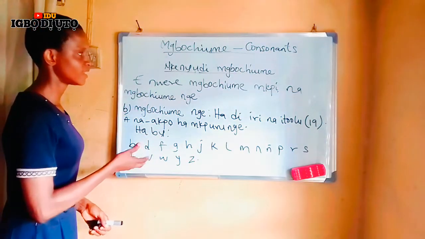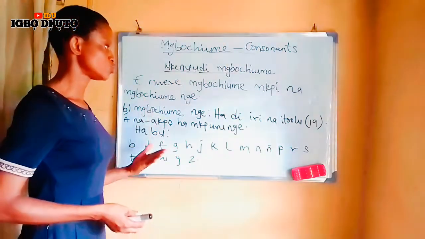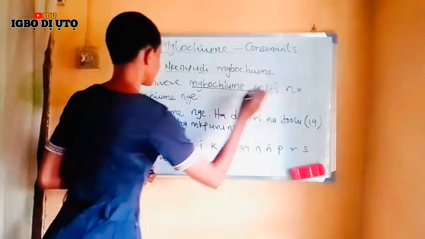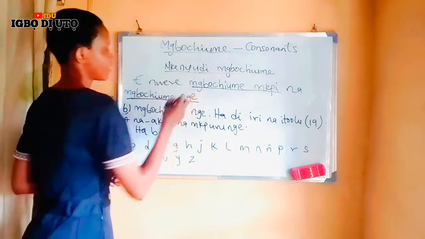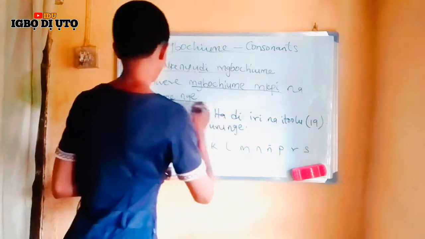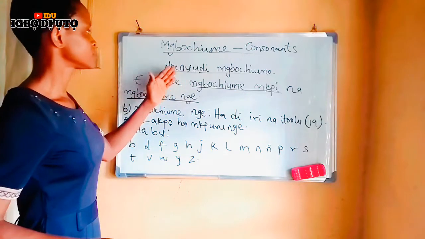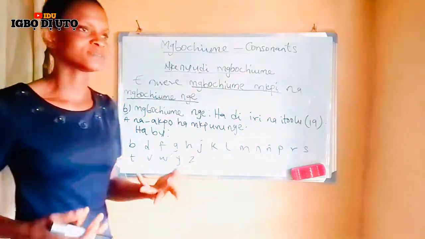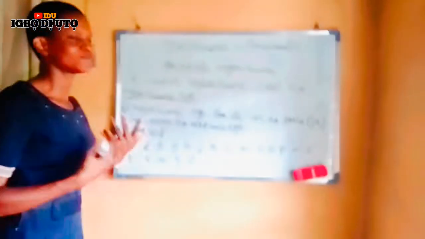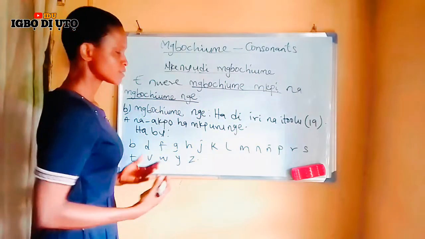Like I've said, enwere nke na ụdị mgbochiume, the different types of mgbochiume. So we have listed two: mgbochiume mkpị na mgbochiume nge. In our next video, we'll look into other types of mgbochiume until we are done with it. So in today's video, we have treated two of the Igbo consonant types.